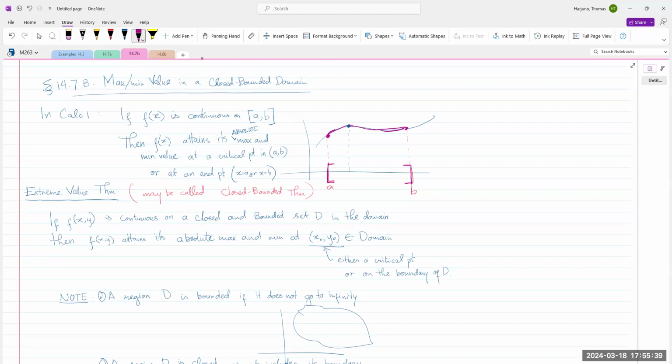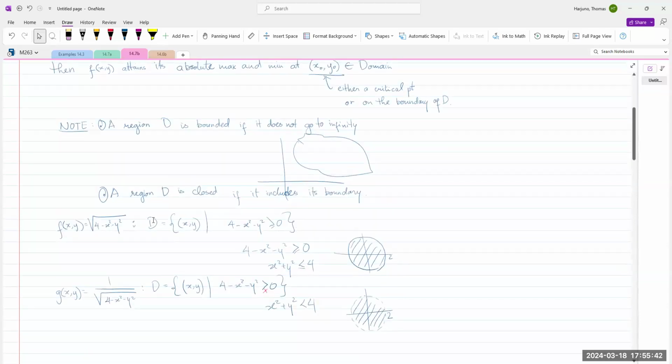Okay, hold on, Thomas. So in your examples here, you show us both of them bounded, one of them closed, one of them not closed. Can you show us an example of a region that is closed but not bounded? The whole xy plane, that's closed because it includes its boundary, which is infinity, right? But it is not bounded.